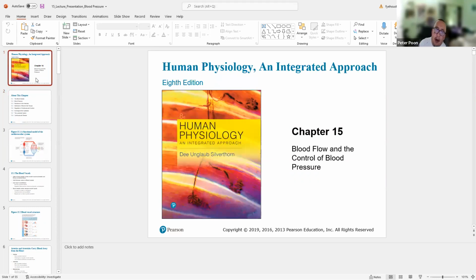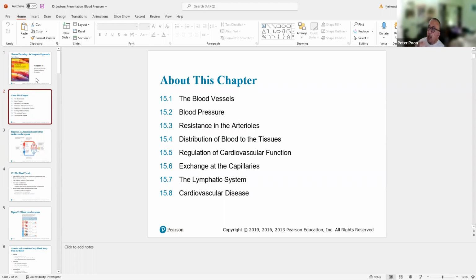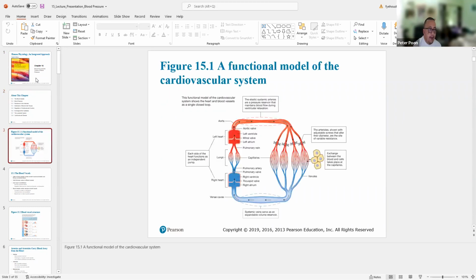This chapter is all about blood pressure and blood flow. Remember from last chapter, flow is basically going from high pressure to low pressure. That's basically what flow is. Flow will always take a fluid from high pressure to low pressure.